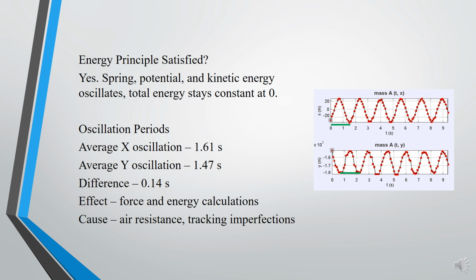The second part of this question discusses oscillation periods, comparing the observed oscillation times of the x and y components. After measuring these timeframes, it was observed that there was a difference of 0.14 seconds between the two components. This imperfection might have impacted the results of the experiment because it could have affected the force or energy calculations. These errors are also most likely due to air resistance and/or tracking imperfections.